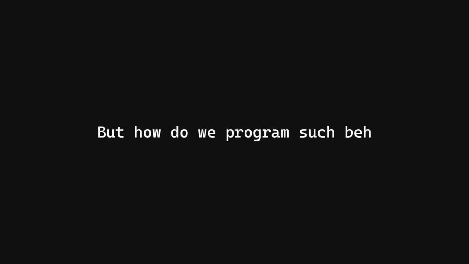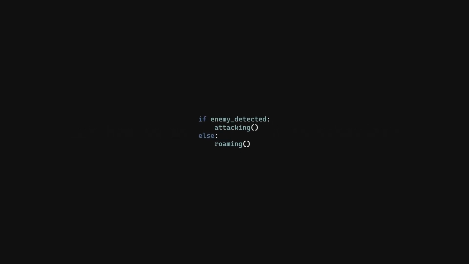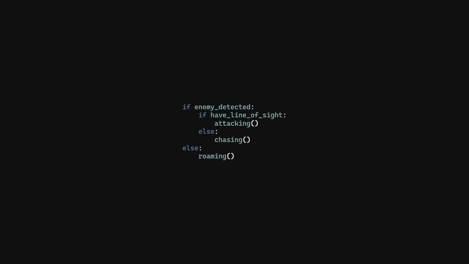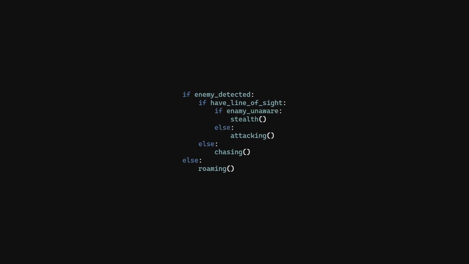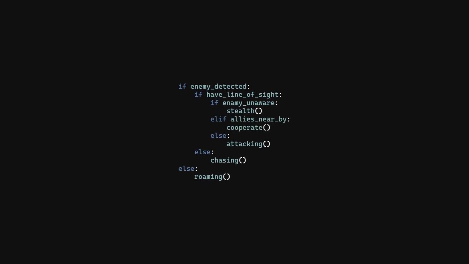But how do we program such behavior? How do we make our AI know when to roam, when to chase, and when to attack? One way is to use simple if-else statements. We could check if there's a target and if that target is within range. But as our AI's tasks grow more complex, these conditions become harder to manage. Imagine adding behaviors like stealth movement or team coordination. It quickly becomes a tangled mess.